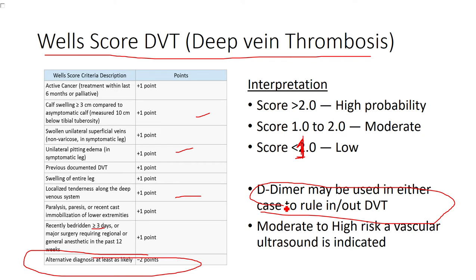D dimer is released when a thrombus is formed. It's basically the body trying to break down a clot, and we start seeing this fibrin byproduct released into the blood. And then we see patients often get a vascular ultrasound to see if perfusion is maintained or impaired.